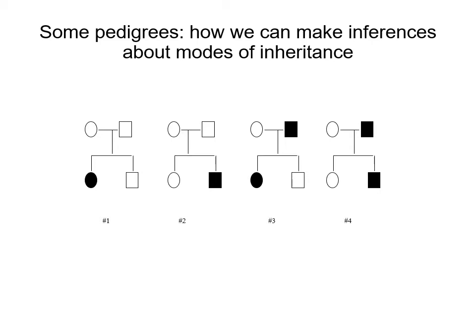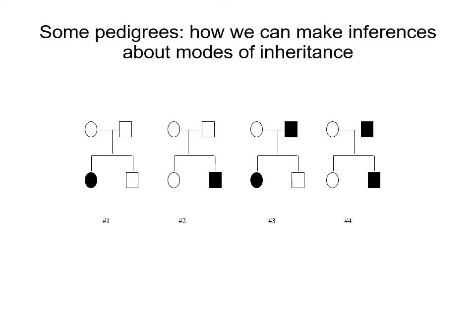Now, pedigree 2 can be sex-linked recessive because it's a boy that shows the trait. He gets his X from his mom. So if it's sex-linked recessive, mom could very well be a heterozygous carrier and pass that one X chromosome to her son. So she would be X mutant, X wild type, one X carrying the mutant form and one carrying the wild type. So there's a 50-50 chance she's going to give that to any one of her children.